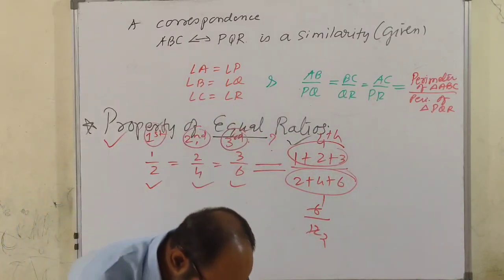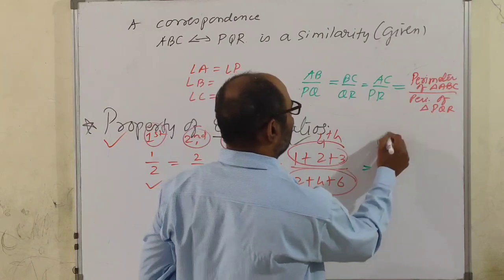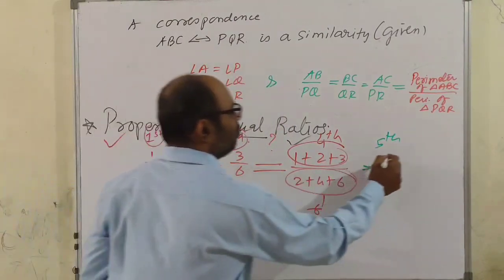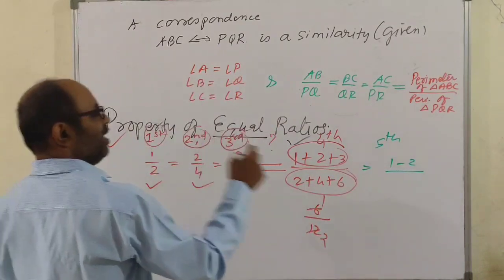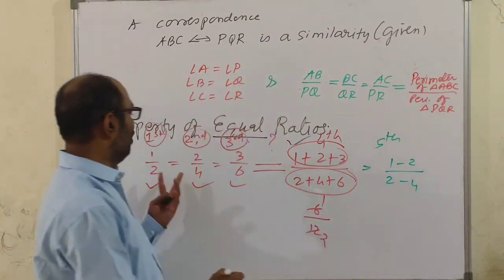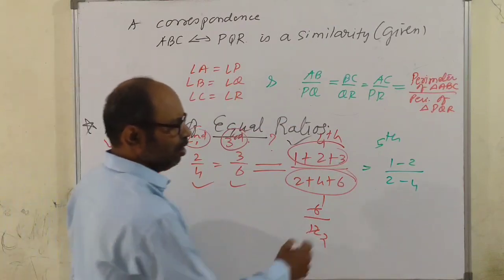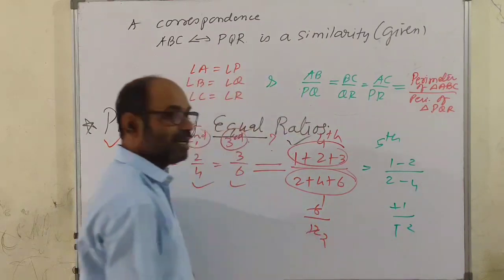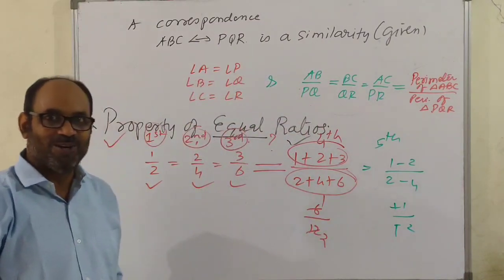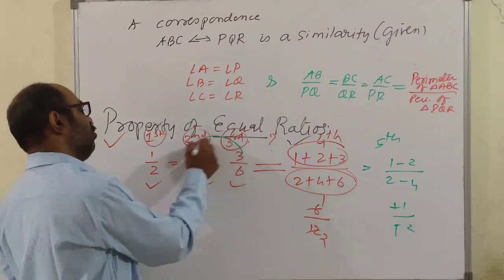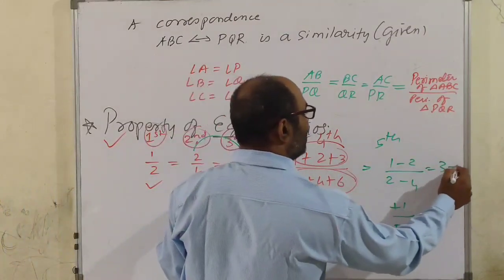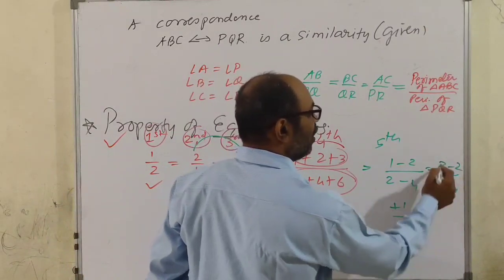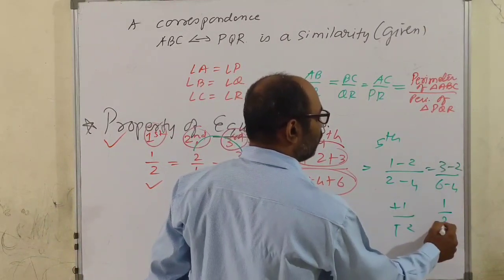Not just that. You can get the fifth ratio also. How? I am going to subtract 1 minus 2 upon 2 minus 4. When you subtract, you have to take only two ratios. Sure. Let's check. Minus 1 and this is minus 2. Minus minus becomes plus. So ultimately it is 1 upon 2 only. Or you take this the other way around. 3 minus 2, 6 minus 4. Check whether it is equal. 3 minus 2 is 1, 6 minus 4 is 2.